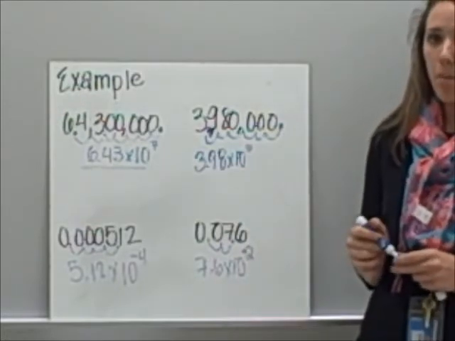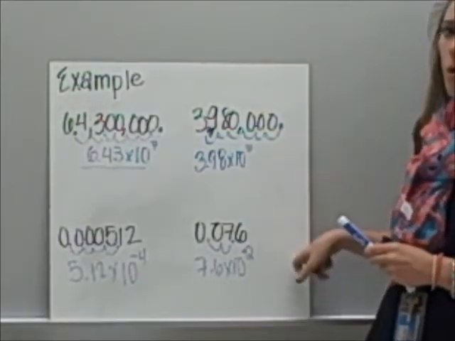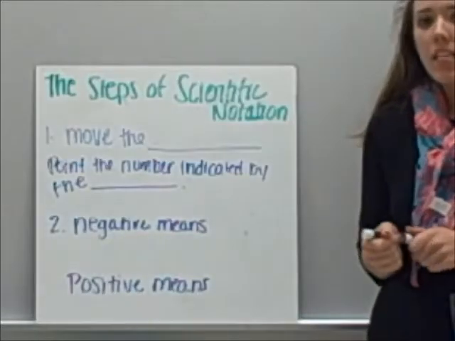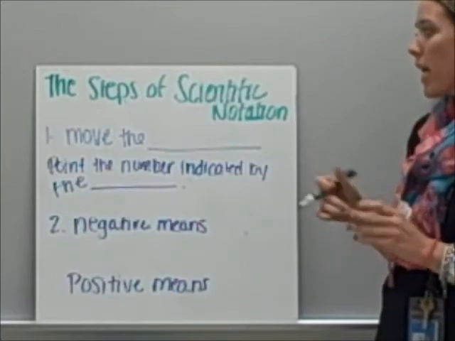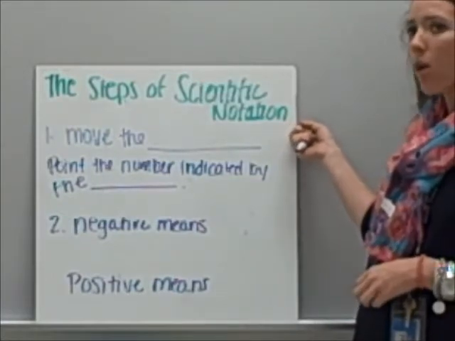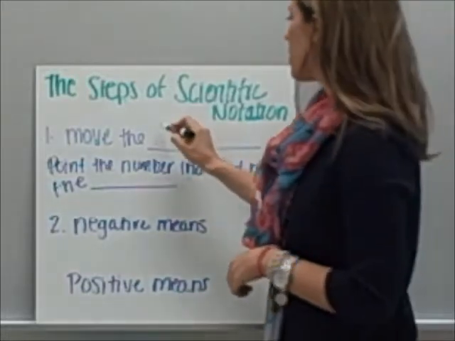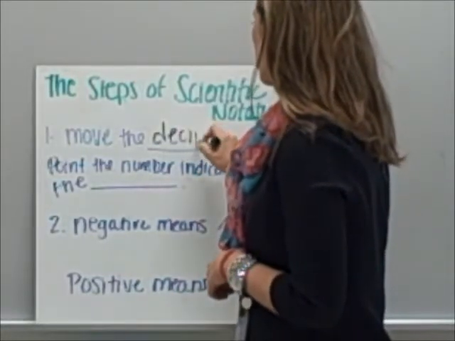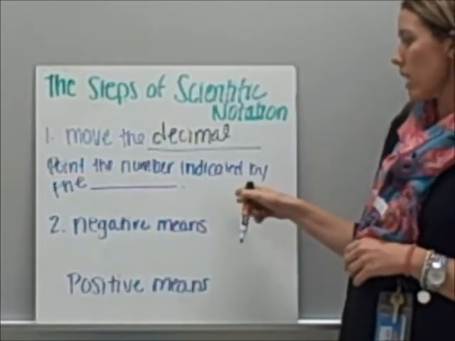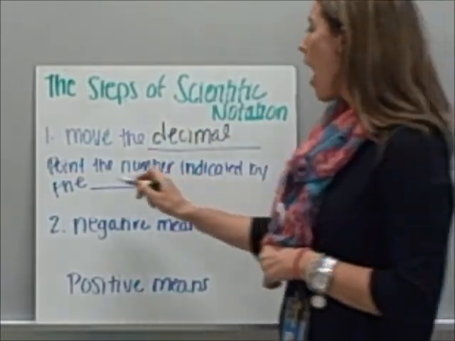The next two examples, there's one more that's a large number and one more is a small number, are yours to do for homework. The next section of your worksheet goes over taking something from scientific notation and moving it into standard form. First, we're going to move the decimal point, the number of spaces indicated by the exponent.